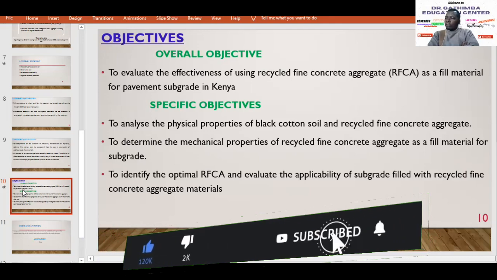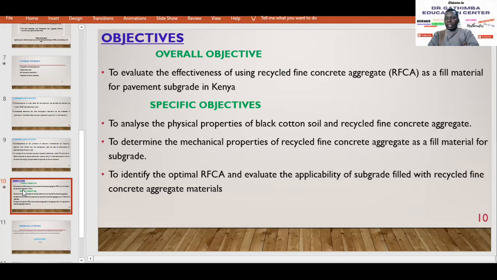I believe you're not totally wrong, but fines, because we said it will incorporate both the hardened cement paste and the fine aggregate in the form of sand, if that's what was used, right? Then to identify the optimal, so RIFCA, you have to know how you're going to abbreviate that once we remove the issue of aggregate. And evaluate the applicability of subgrade with recycled fine concrete aggregate material. So objective one is the physical, it's separate material. Objective two is combined and get the optimum.